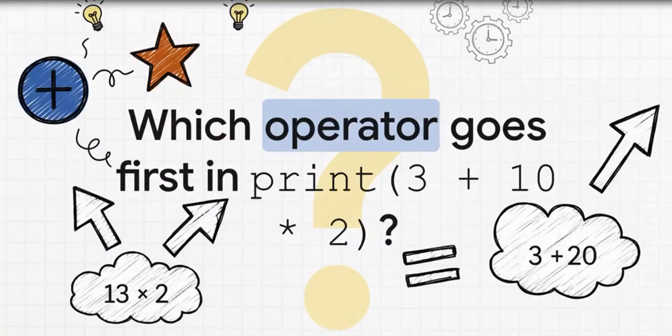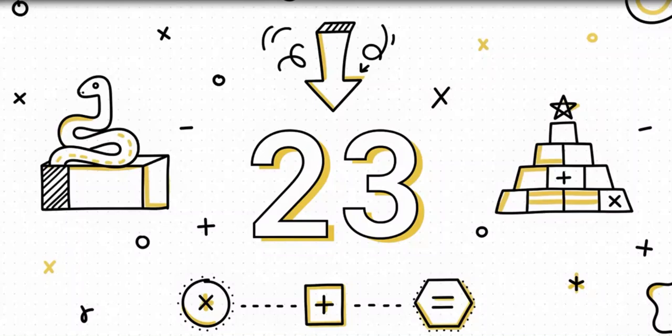Does it do 3 plus 10 first to get 13 and then multiply by 2? Or does it do 10 times 2 first? The order completely changes the final answer. And the answer is 23. This tells us that Python did the multiplication before it did the addition. And this isn't random guesswork. It follows a very strict set of rules called operator precedence.